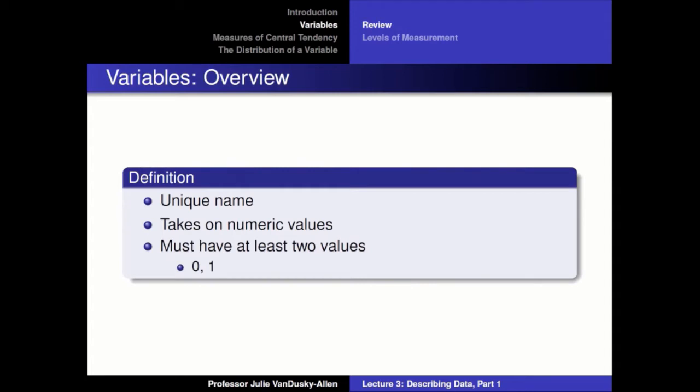In the last lecture, I discussed how to measure variables. In this lecture, I'm going to discuss how to use simple statistics to describe the average of a variable and its distribution. Recall that a variable quantifies a specific concept we are studying, such as war or voting behavior. Additionally, all variables have to have a unique name. And all variables take on numeric values and must have at least two values, such as 0 or 1.